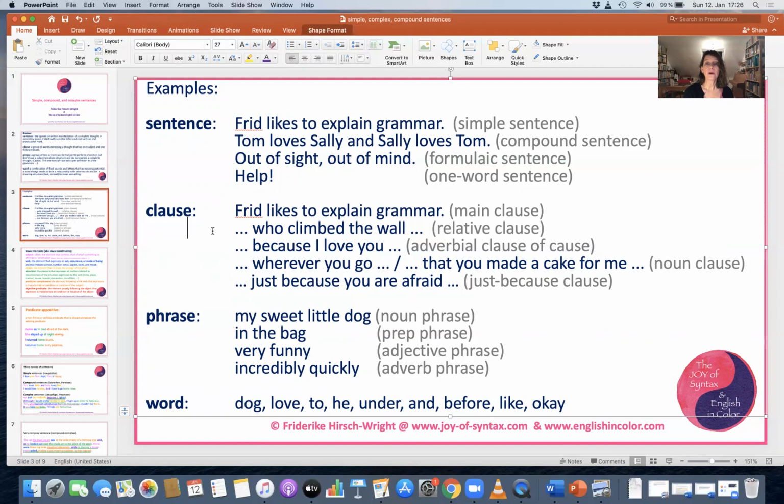Now, who climbed the wall is a relative clause, but it's not a sentence, and it cannot stand on its own. If I walk into the room and I say, Frid likes to explain grammar, you feel that I have uttered a complete thought.